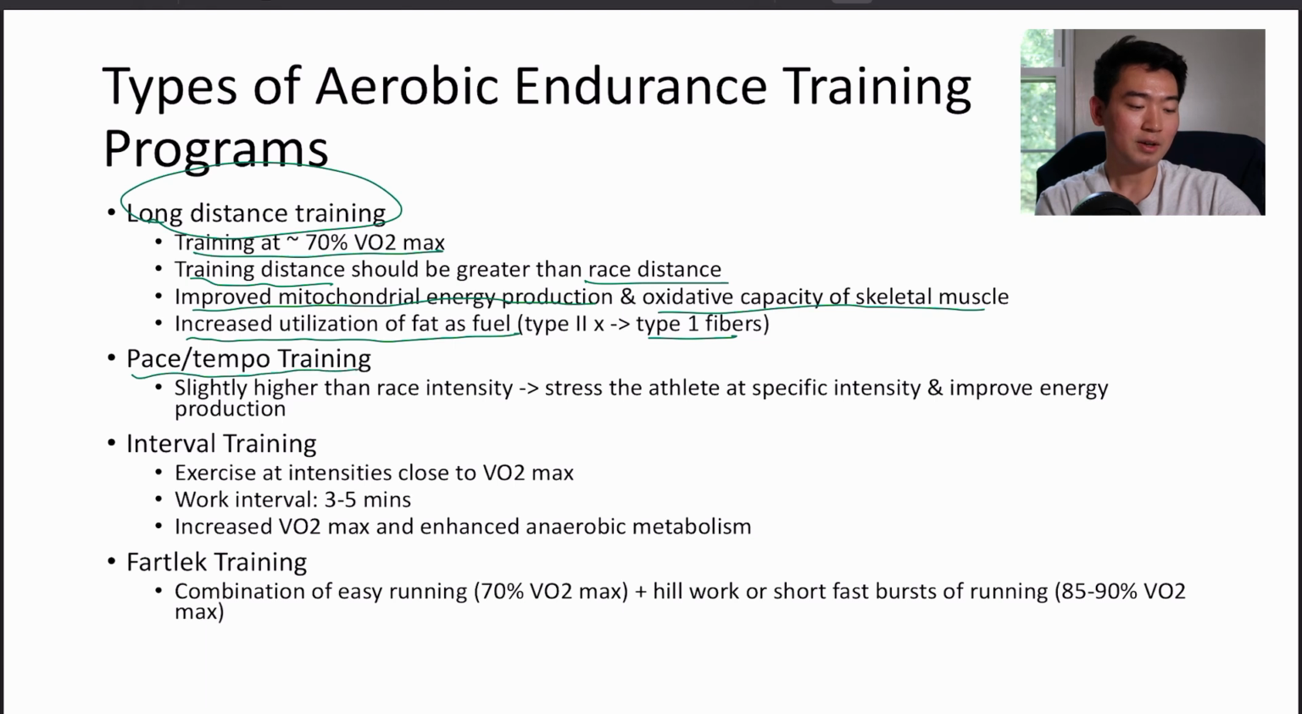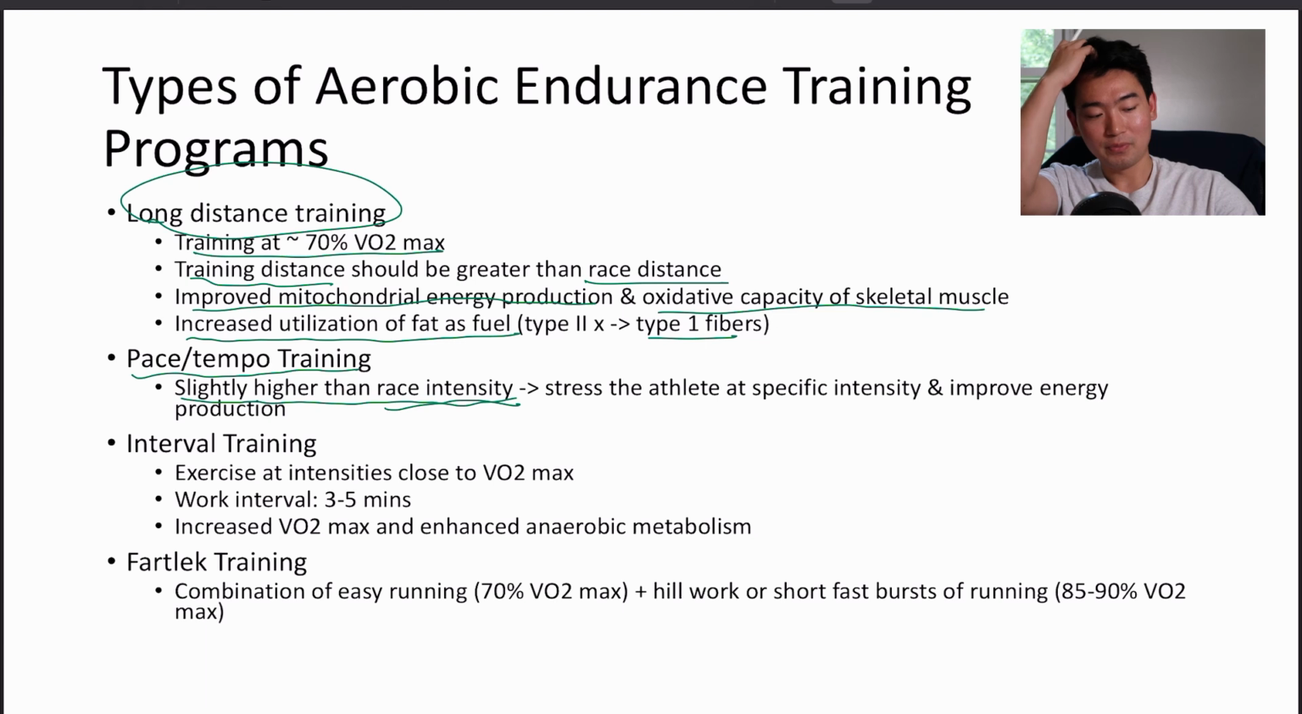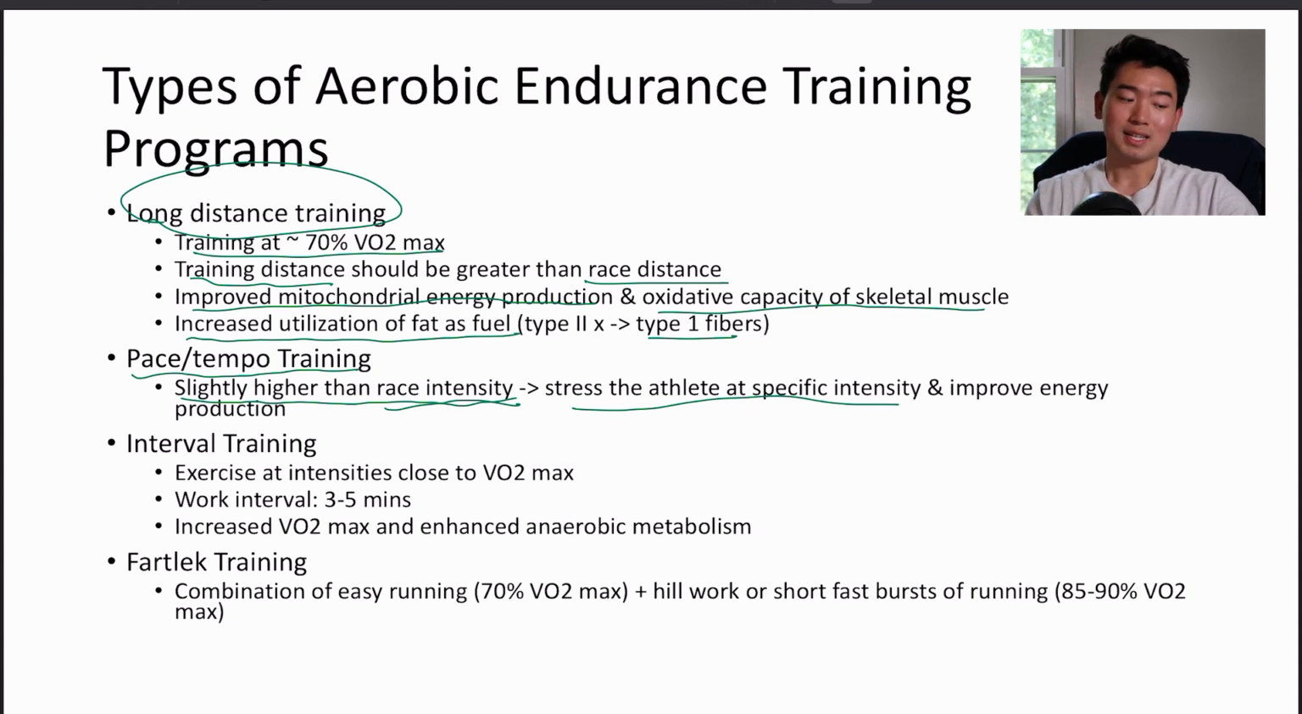Pace or tempo training, you're working at a slightly higher intensity than when you would be in a race, right? So stress the athlete at a specific intensity for the pace or tempo training. Setting a certain pace for a warm-up versus the real exercise is an example of pace or tempo training, and it improves energy production there.